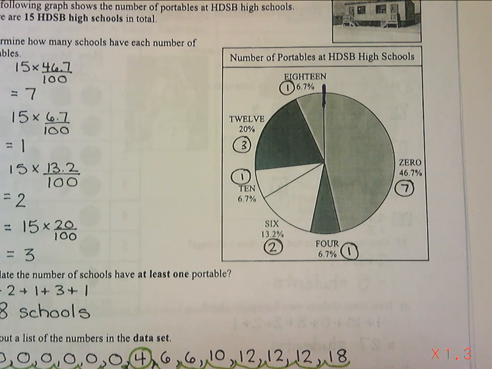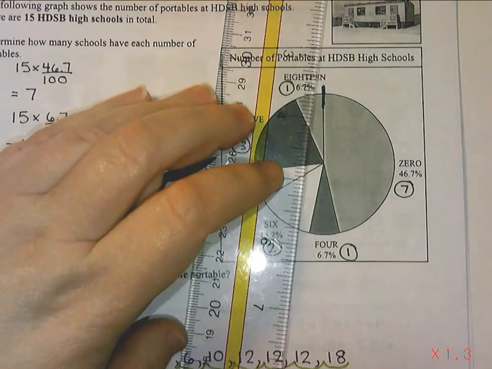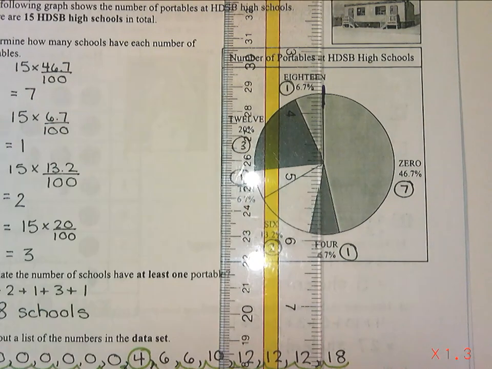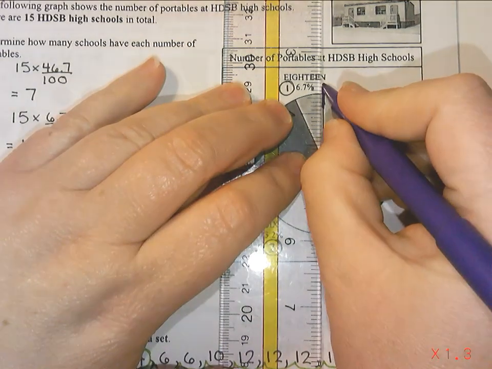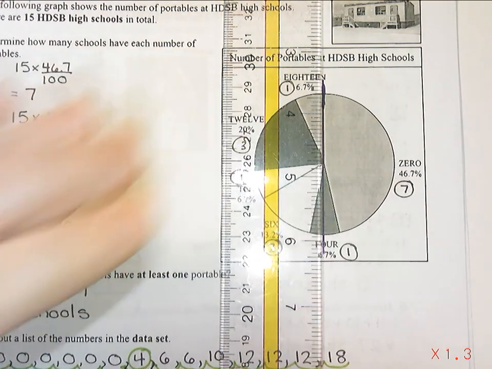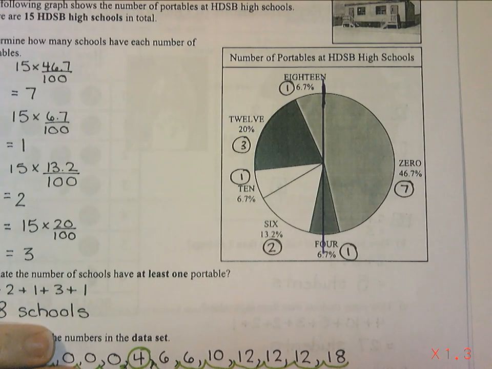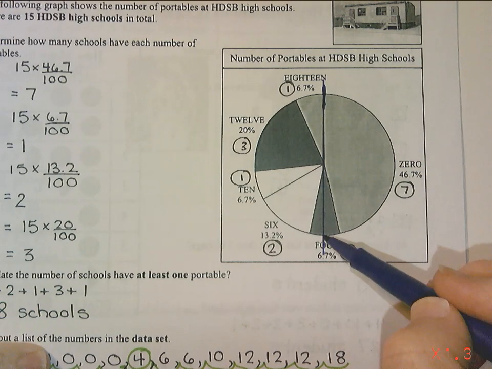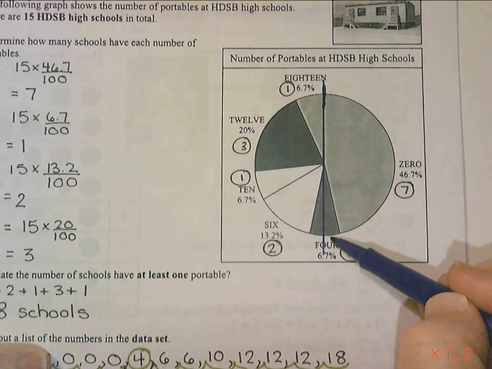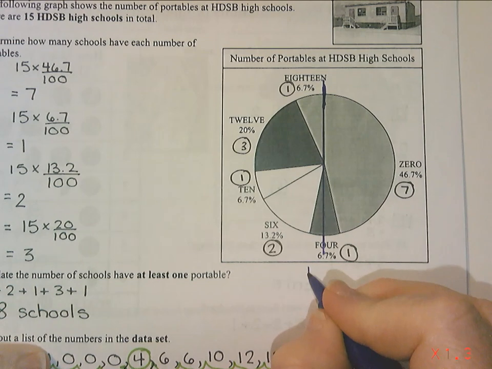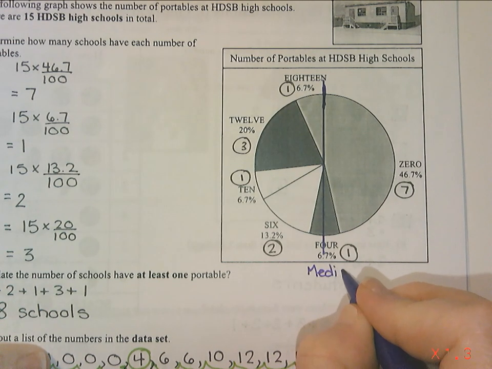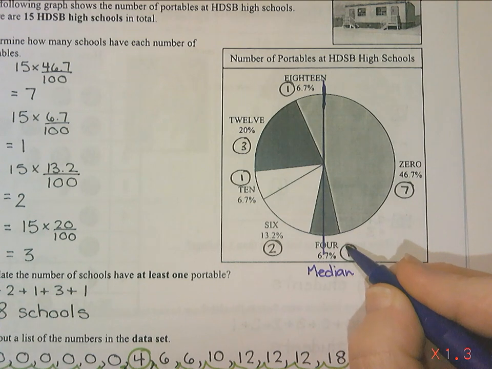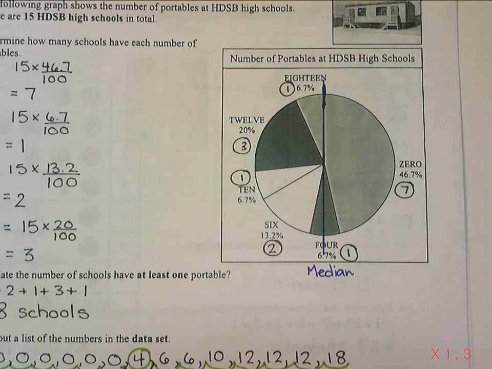If you were to take a ruler or some type of straight edge, just looking for my ruler, and you were to draw a line straight down from where your highest and lowest met, right? It would cut my circle in half. So half the data is on one side and half the data is on the other. And then that is where our median is going to be. And you'll notice that that line is cutting through the middle of 4. So that was why our median was 4 portables.